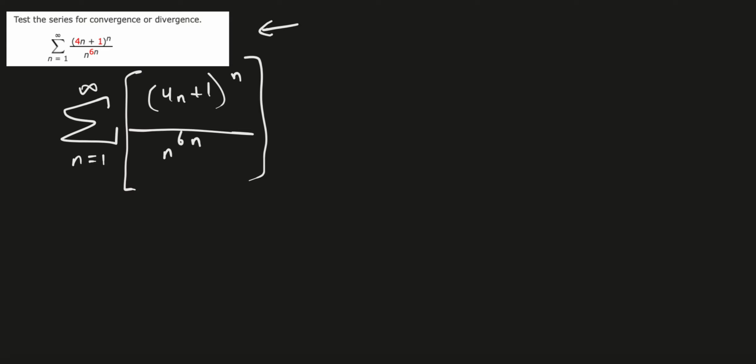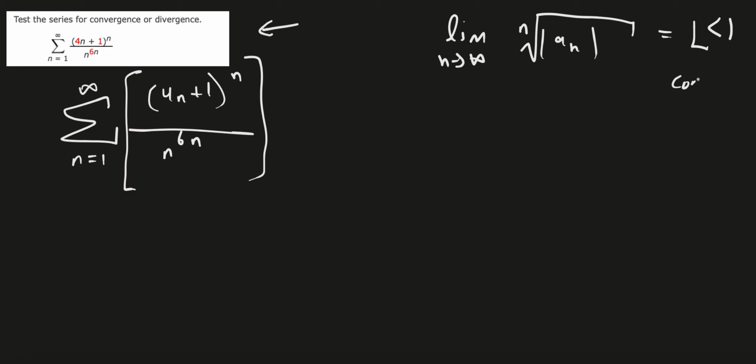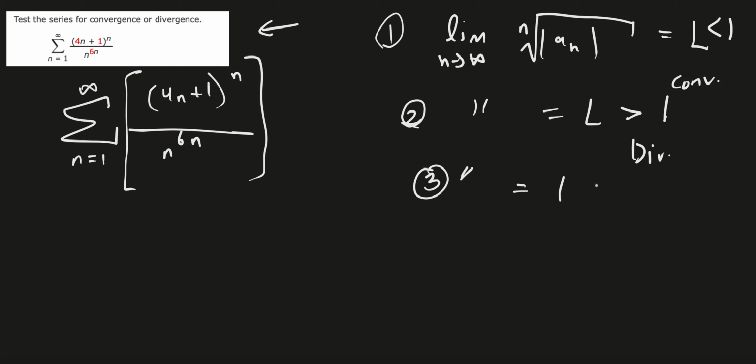What the root test says is the following. If we take the limit as n approaches infinity of the nth root of the absolute value of a sub n, and this is equal to some L, and if this L is less than 1, then the series is convergent. This is scenario 1. Scenario 2 is if this limit is greater than 1, which would show divergence, and scenario 3 is if this is just equal to 1, which would be inconclusive. So let's see what happens.